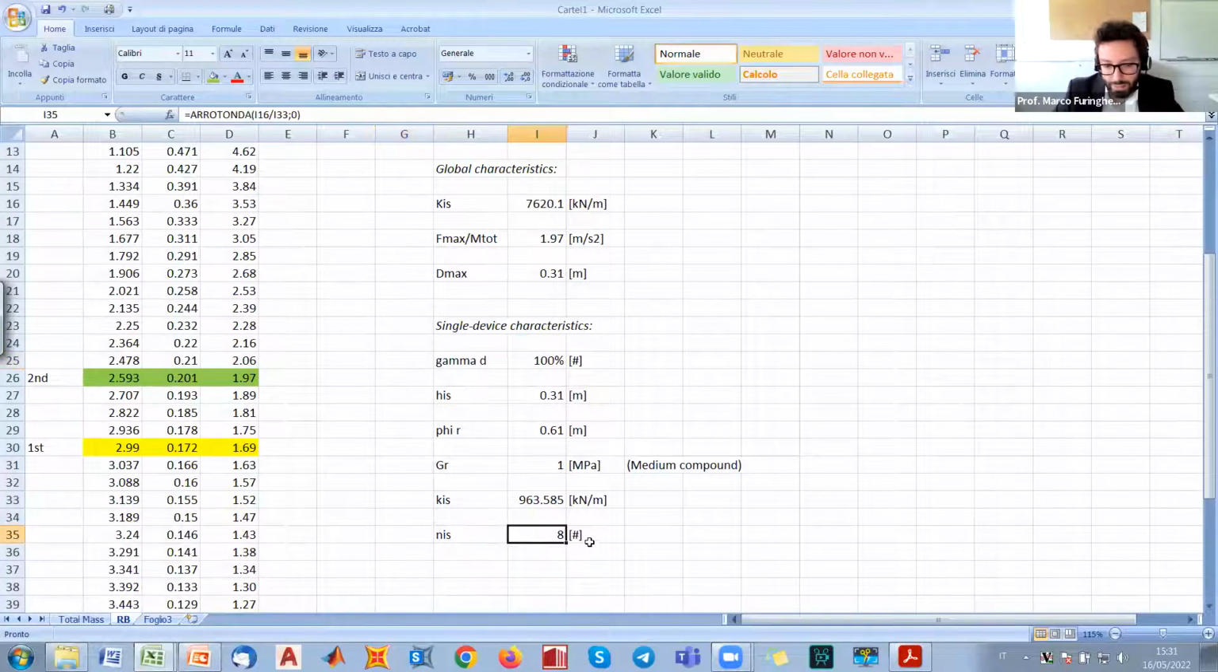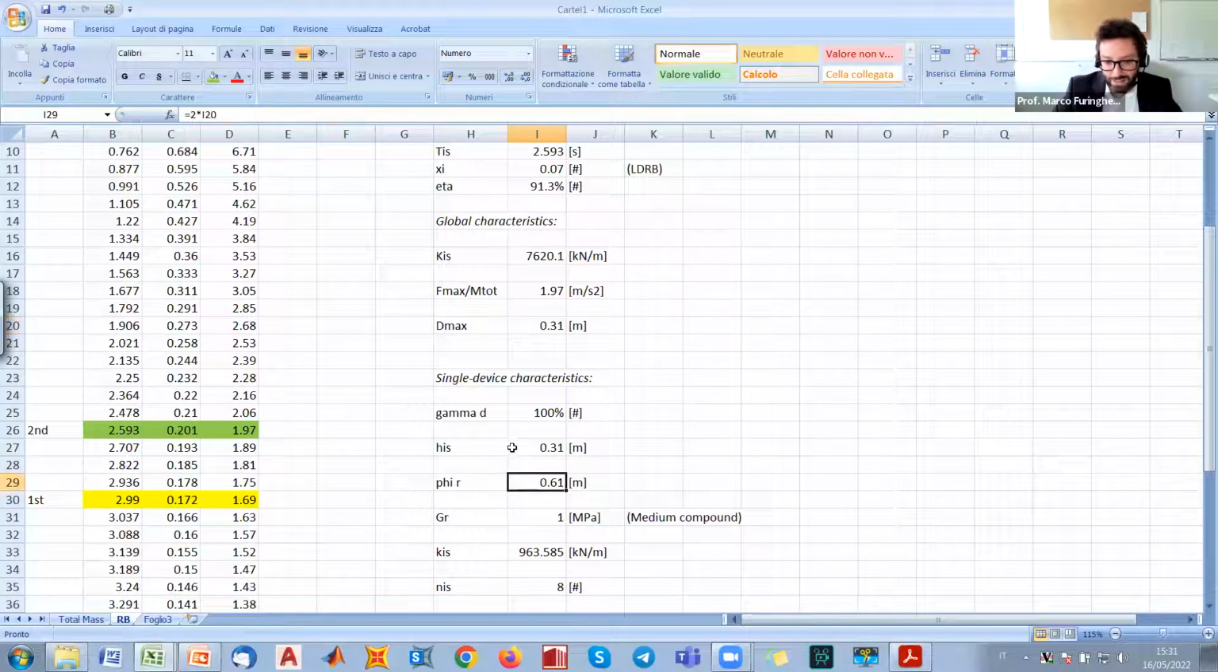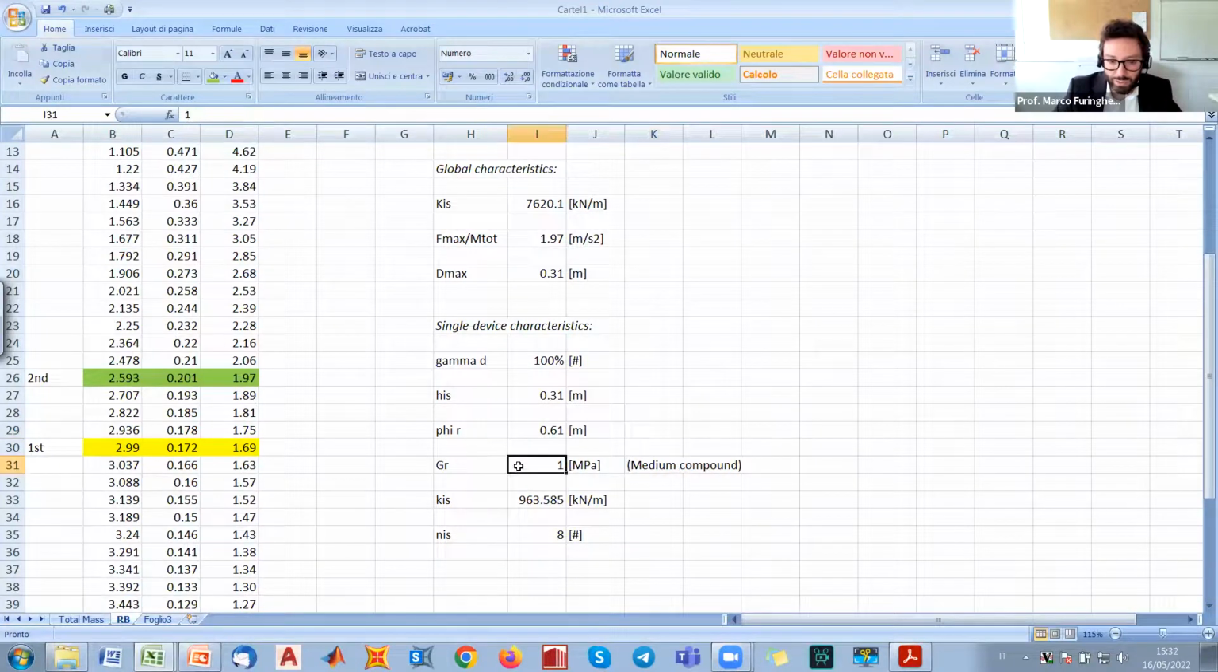Okay, we get 8 isolators. Yeah, this is better. You see that the maximum displacement is slightly lower, simply because maybe we have switched from the last branch of the response spectrum with respect to displacement, which is the constant spectral displacement, to the previous one, where the spectral displacement varies as a linear function of period. So sizes are slightly different. And with this compound, which is a medium compound, we get 8 isolators.